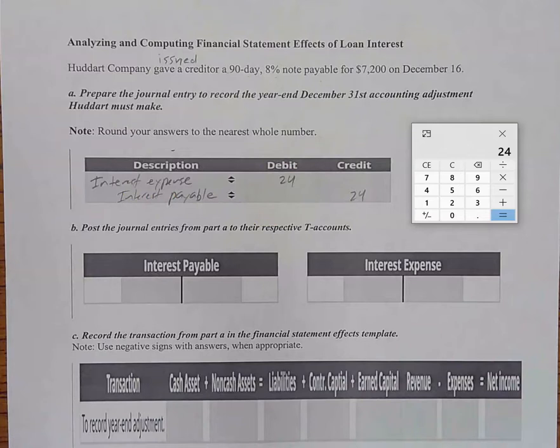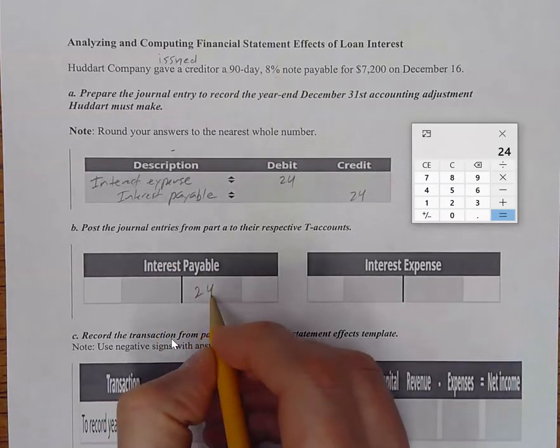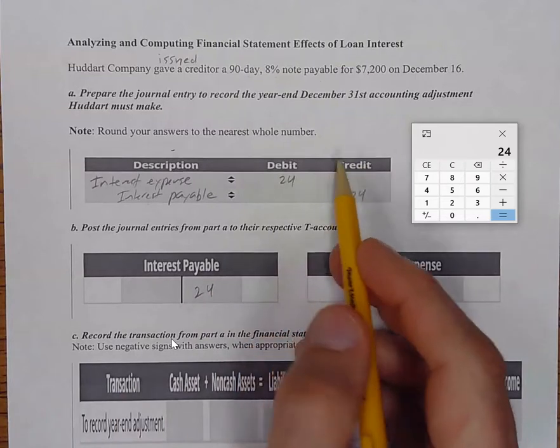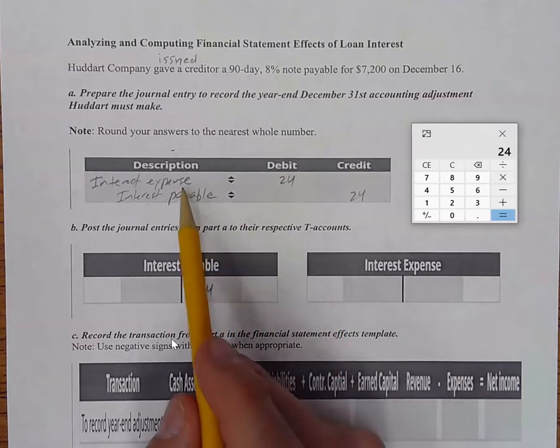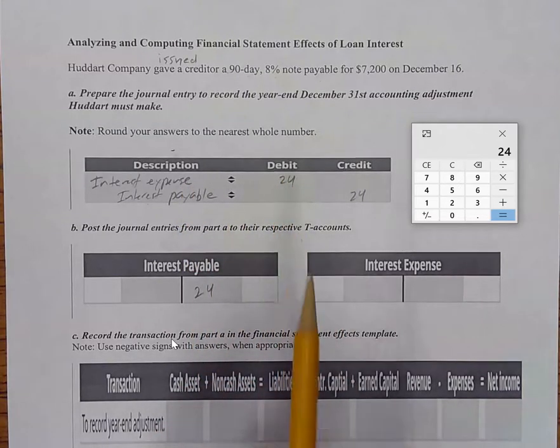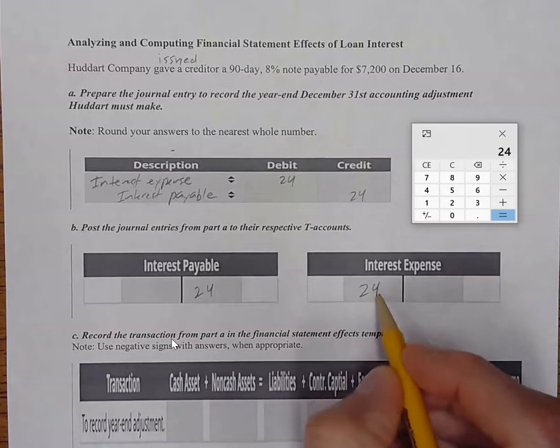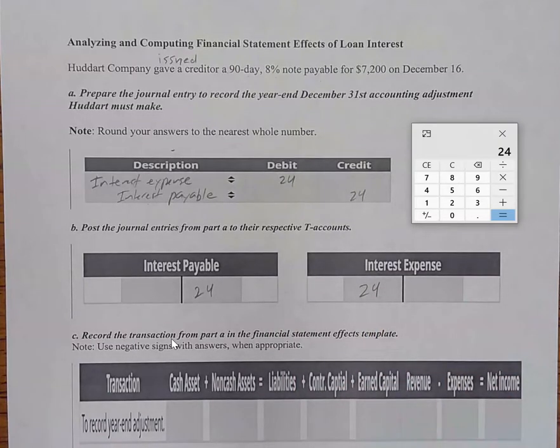We're doing everything by the books, and so they want us to use some T accounts here. So interest payable, like all payables, has a normal credit balance, and credit is over on the right side, so we can just put this $24 here on the right side. Interest expense, as all expenses, has a normal debit balance, so we're going to put that figure over here, and I'm not really sure why we're going to all that trouble for the T account. It's pretty basic.